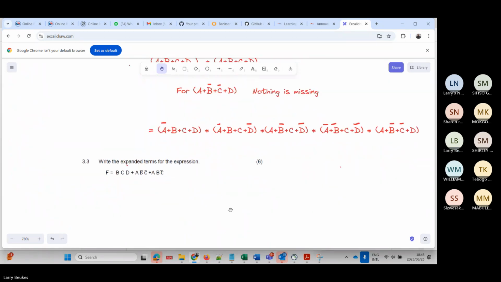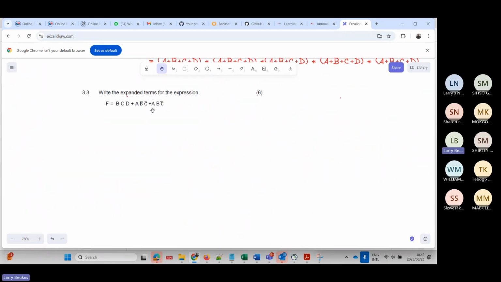Okay, it's fine. So now here, write the expanded terms for the expression. So here we can see that we had BCD, then there's an A as well. So how many variables do we have? We have 4 variables, right? So our domain expression is basically A, B, C, D. Now we're going to check what is missing.